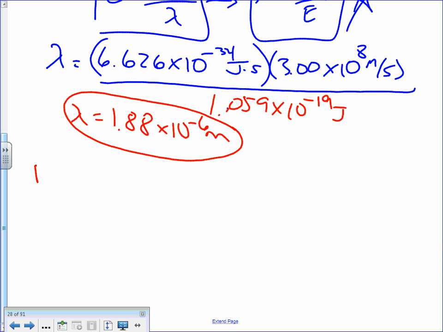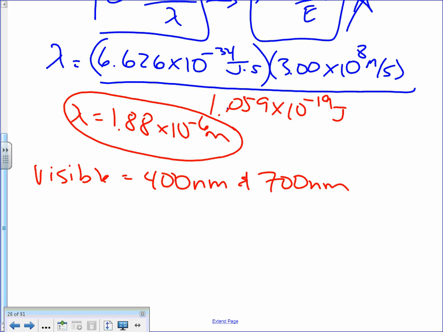If visible, I need you to know that visible light is between 400 nanometers and 700 nanometers. This is violet light. This is red light. So is that going to be closer to... Hold on, before I do that, can you convert nanometers to meters in your head? Do you remember how to handle a nanometer?